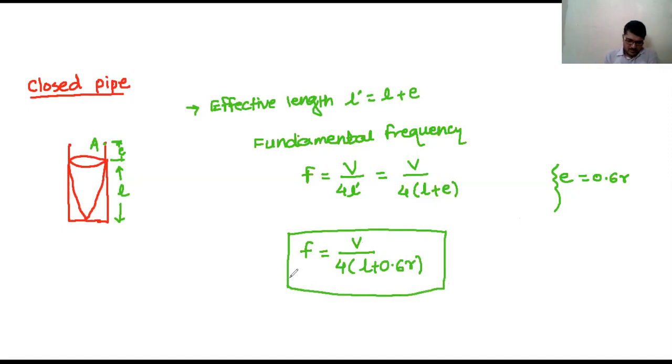Understood? Yes. So in case of open pipe we get P by 2 into L plus 1.2R. In case of closed pipe, P by 4 into L plus 0.6R. Okay. Next.